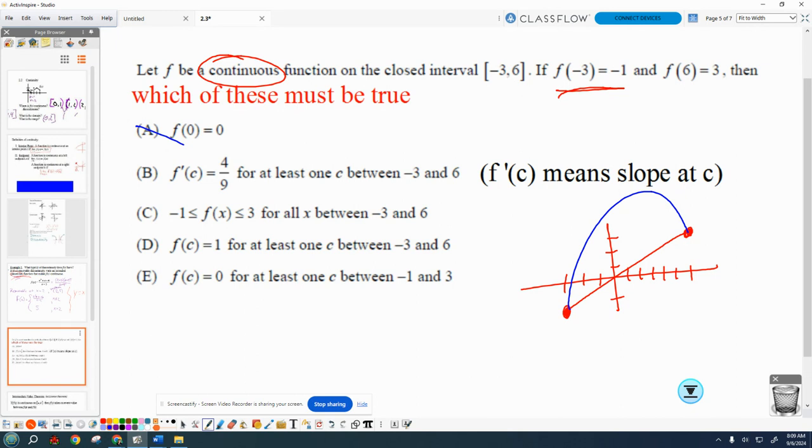We're gonna skip B for a second. Okay, this is saying between, does the f of x is the x value or the y value? Y value, does the y value have to stay between -1 and 3? No, the blue thing I just drew clearly, not that. Does the function have to have a y value of 1 for at least one x value between -3 and +6? Yes.